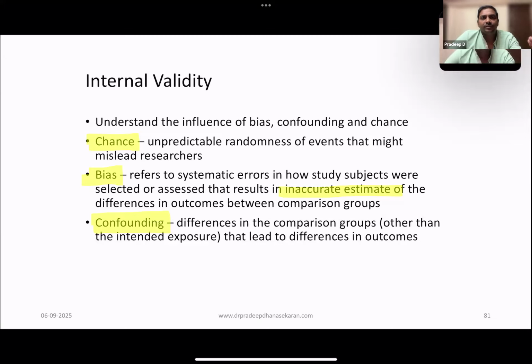These are the internal factors which the researchers will find out, whether the controls are matched or not. Only if they are matched can the results be taken for granted, or else the difference in outcome can occur due to confounding factors or due to chance.